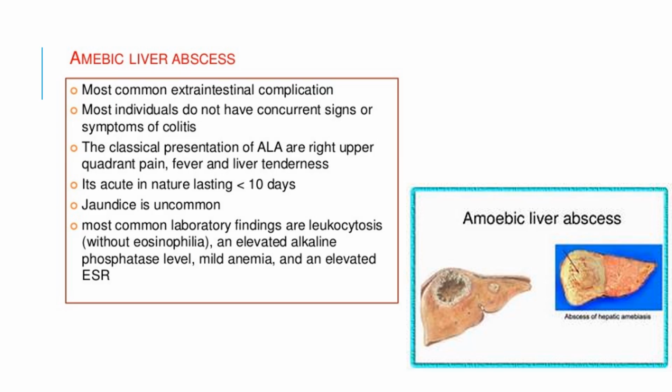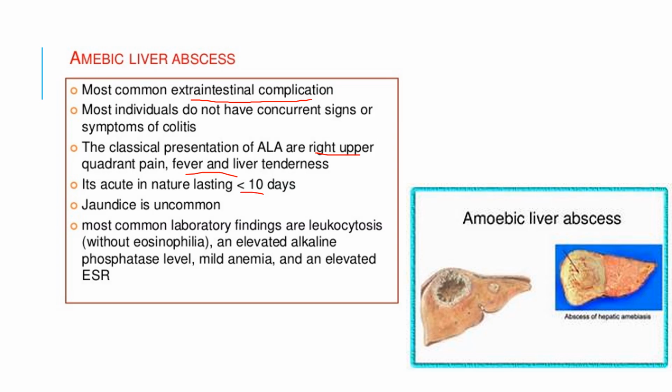Now coming to liver and liver abscesses. There can be a pyogenic liver abscess or an amoebic liver abscess. Pyogenic means bacterial, amoebic means due to amoebiasis. Amoebic liver abscess is the most common extraintestinal complication of amoebiasis. Most individuals do not have concurrent signs or symptoms of colitis. Diarrhea may not be present. Classical presentation is right upper quadrant pain, fever, and liver tenderness.